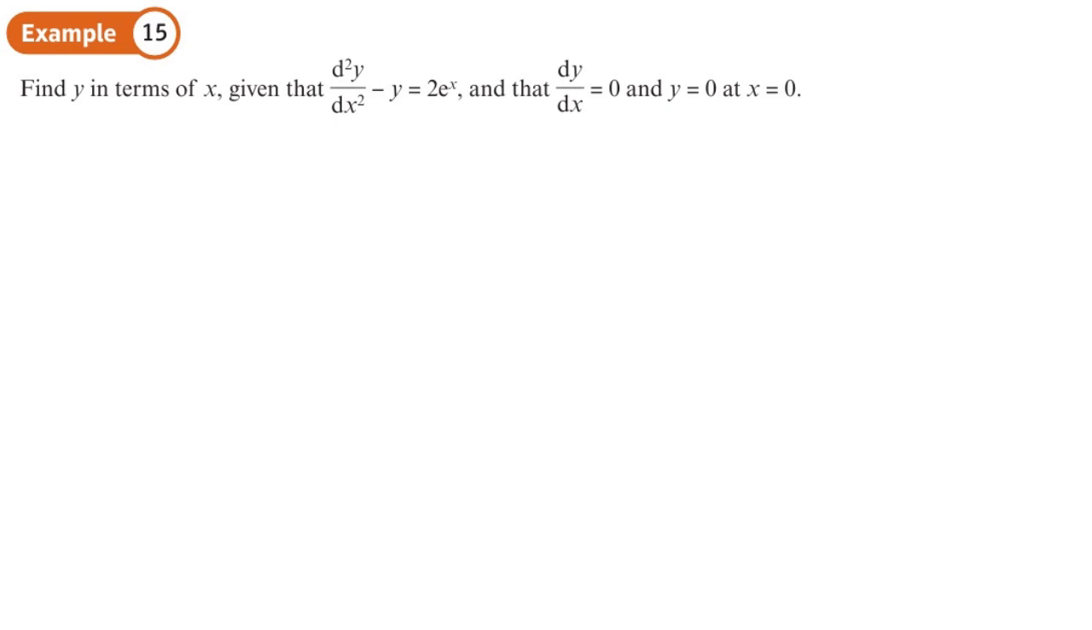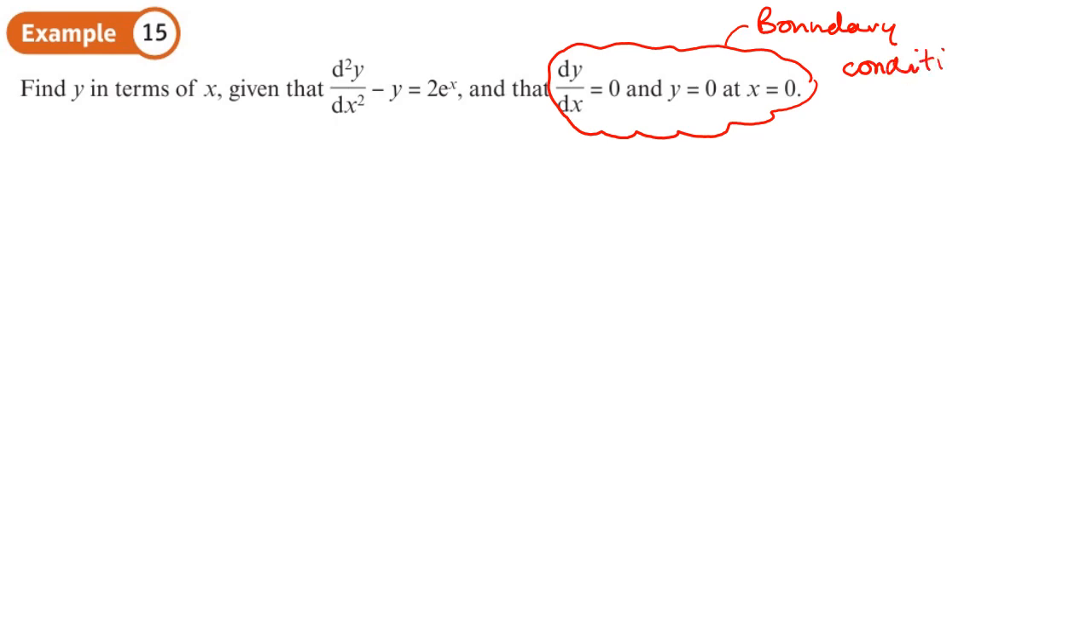Okay, so find y in terms of x, given that we have this differential equation here and we're given these bits of information. These are the boundary conditions. All of these conditions are true together at the same time. So when dy/dx is 0, y is 0, and x is also 0. So we're going to start by finding the complementary function. We solve this as normal to get a general solution. Then we're going to substitute in our dy/dx equals 0 and x and y 0 to find the particular solution.